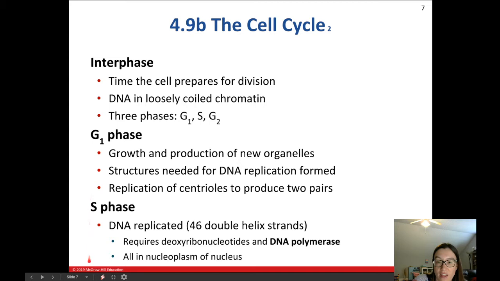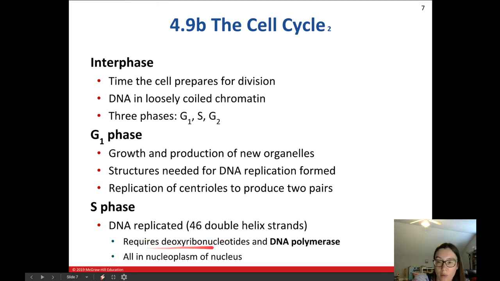After that, we have the S phase. The S phase is important because this is where DNA is replicated. It's loosely coiled right now, and we're starting with 23 pairs of chromosomes, so 46 total, and we're going to replicate each of these chromosomes. So we start with 46 single chromosomes, and we're going to end up with 46 replicated chromosomes.